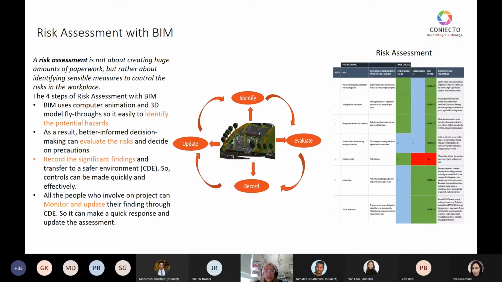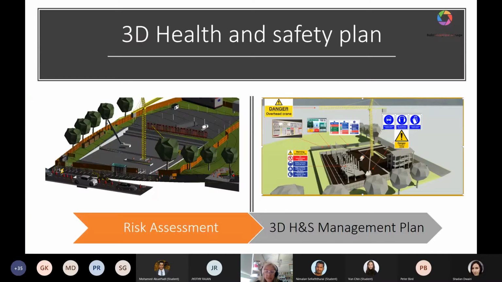And then move on to the risk assessment and identify, evaluate, record, and update. Use of process to actually build that risk assessment plan. 3D health and safety plan, so it's looking more in detail and managing and actually highlighting risks on the 3D model.